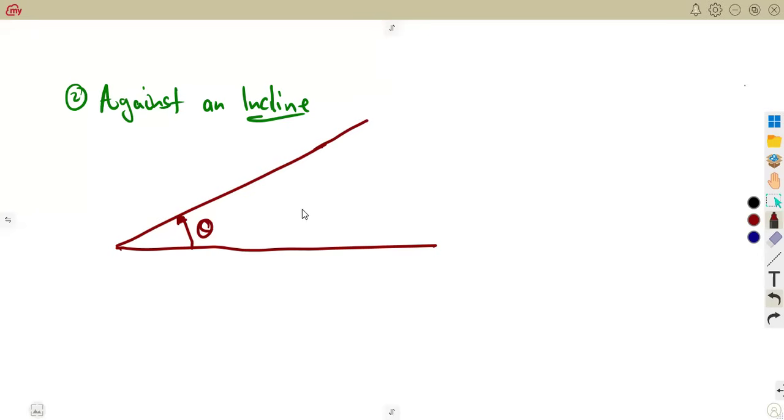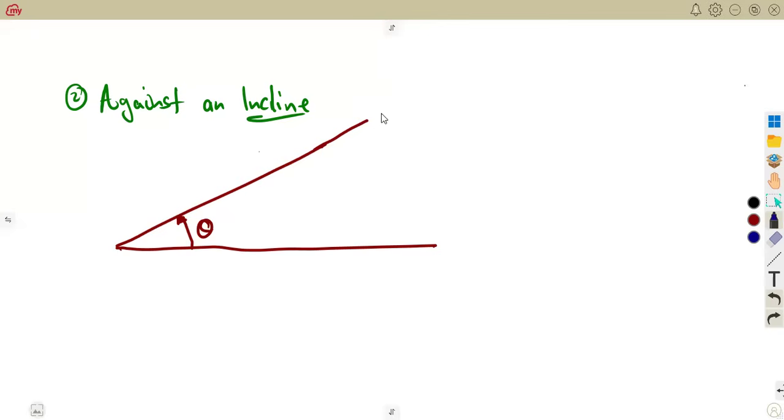We are going to have an extended part about this one, but in a basic view, we can have an object going up. We can also have a condition when the object is going down. These are the conditions that can happen on an incline. The object can start from a certain point going up, or we can have an object starting from the top going down.